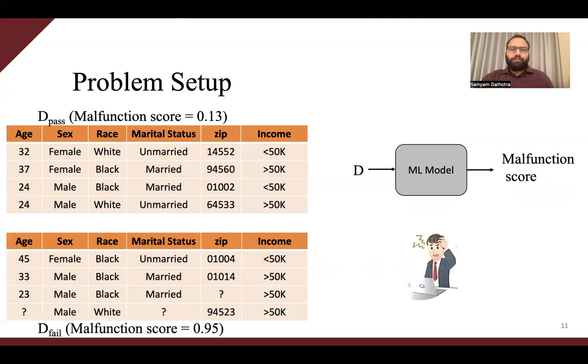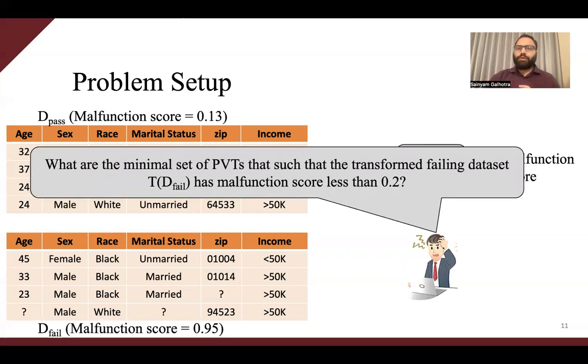Now that we have understood what profiles and PVTs are, let us look at the problem setup. We are given two datasets, one of which is a passing dataset. That is, it performs well with respect to the system implementation. And the other one is a failing dataset, which does not work well with the system. Given these two datasets and access to a downstream task, we want to identify a minimal set of PVTs such that transforming the failing dataset with respect to these PVTs fixes them.